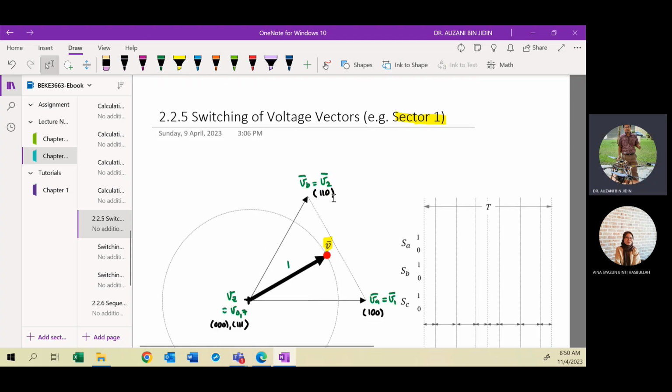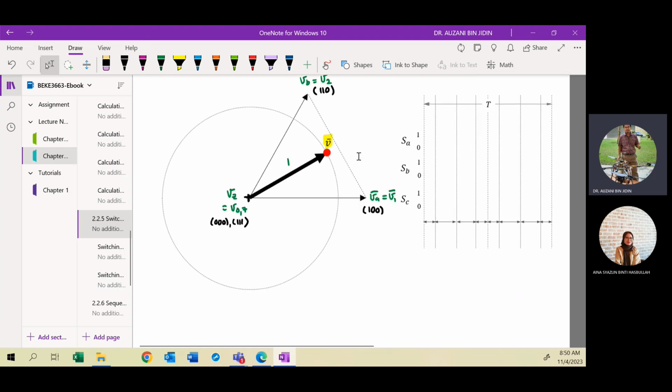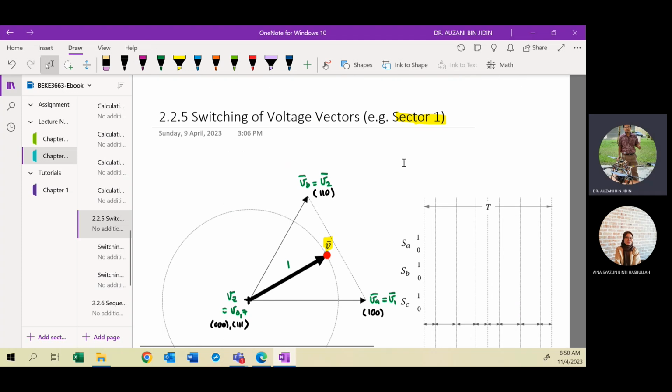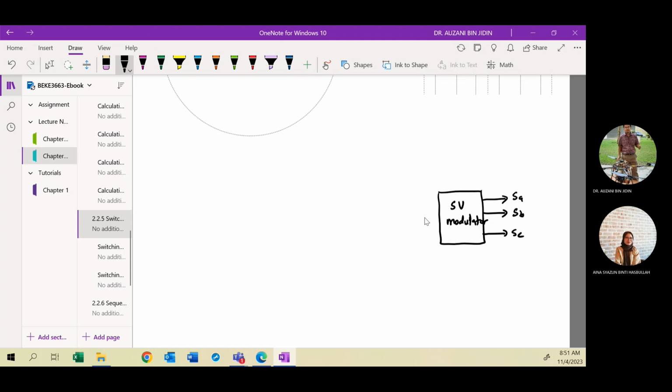This section describes how the vectors are selected. Actually, your controller or your modulator, maybe I can write here, your modulator is the space vector modulator. The modulator is responsible for producing the switching state. I just put the state for controlling the top switches only, SA, SB, and SC. The input of the modulator requires the reference, which is here, the space vector reference. I put a superscript star to indicate this variable as a reference or set point.